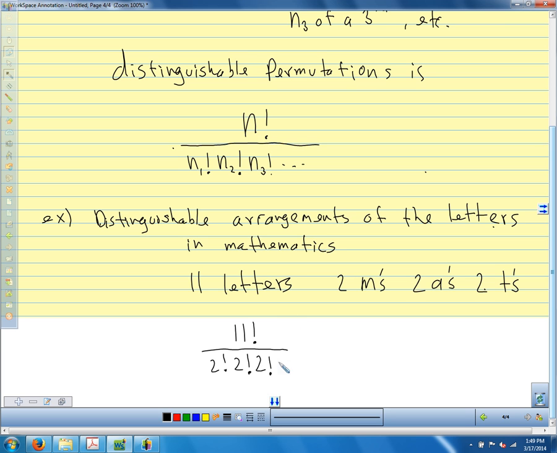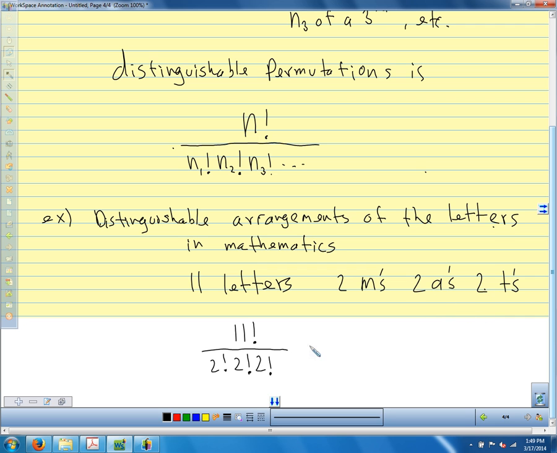So I'd end up with 1 factorial, 1 factorial, 1 factorial, so I don't have to worry about those, because 1 factorial is just 1. So my number of distinguishable arrangements would be 11 factorial over 2 factorial times 2 factorial times 2 factorial. And the 2 factorials take into account that we can arrange these two m's in 2 factorial ways, these two a's in 2 factorial ways, and these two t's in 2 factorial ways.